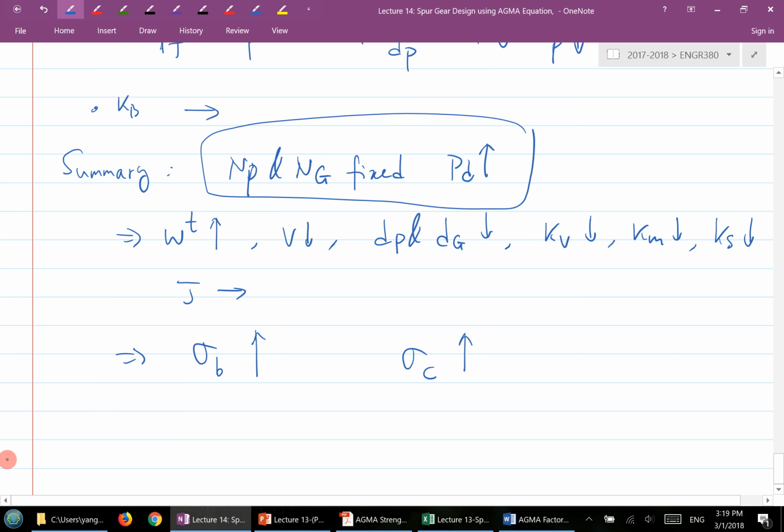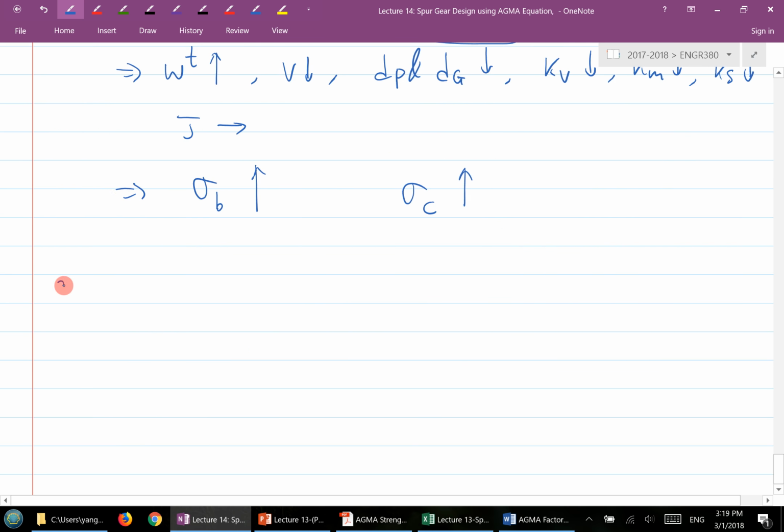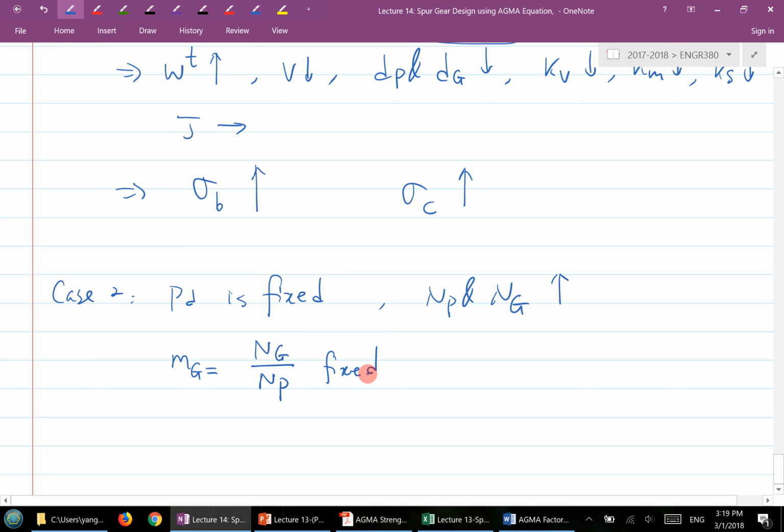Is that good? Yeah. So I will stop here, but there's another case I want you to consider yourself. I think I'm going to skip this case from the next lecture. Another case is where you fix PD and then increase NP and NG, and you keep the gear ratio the same. So fix PD, increase both the pinion and the gear teeth number, but fix the gear ratio.